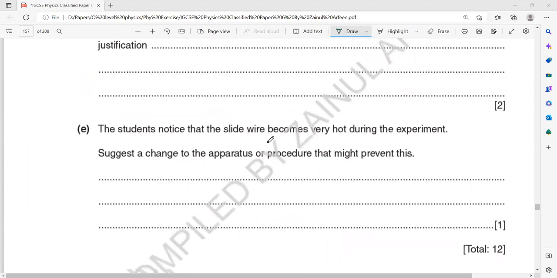Students notice that the sliding wire becomes very hot during the experiment. Suggest a change to the apparatus or a procedure that might prevent this. Usually in electricity experiments, this is a very common thing. Even if you're using your mobile for a very long time, it will become hot, its temperature increases. If you're using any device, can we say increase the cross-sectional area of the wire? Increasing cross-sectional area will reduce resistance, or use a low voltage supply.